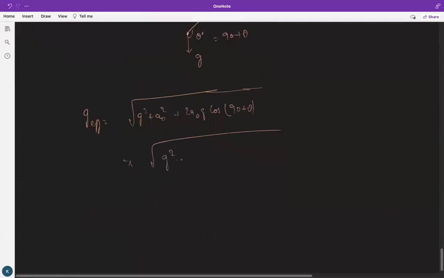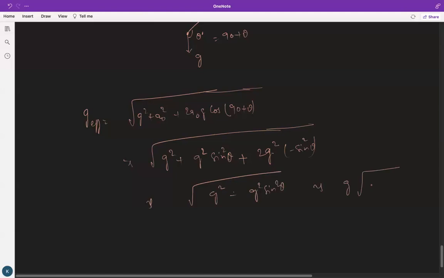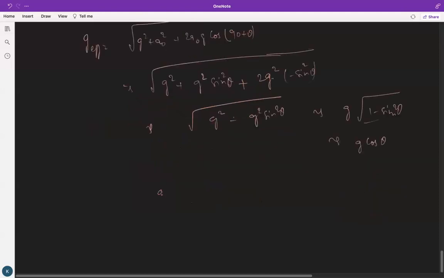So it will be G square plus G square sine square theta plus 2 G square, and cos 90 plus theta is minus sine theta, so with A naught being G sine theta this gives minus sine square theta. So here we'll get G square minus G square sine square theta. When you take G square common, you get 1 minus sine square theta, and this is equal to cos square theta. So we'll get G cos theta. So our G effective is nothing but G cos theta.